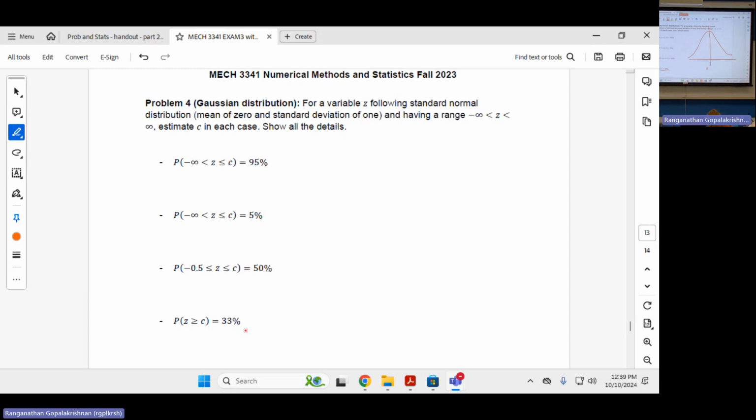Okay. So you do know that the right hand half contains 50% of the area, right? So if I draw C to the left, that will only make it more than 50%, which won't make sense. So what we should do is to draw C over here so that everything to the right of C is 33%, or everything between 0 and C is 17%. So if it is 17%, what value of C will get you 17% of the area?